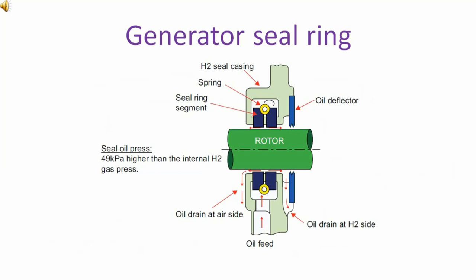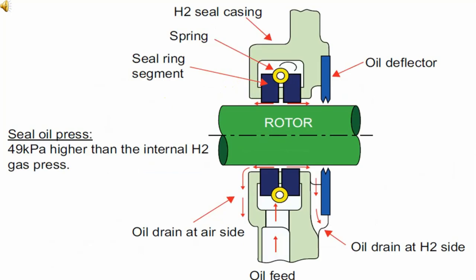In this diagram, we show generator seal ring, which is nothing but part of the hydrogen seal. The same diagram but little bigger in size. Here we can see the hydrogen seal casing, and then we see seal ring segment.